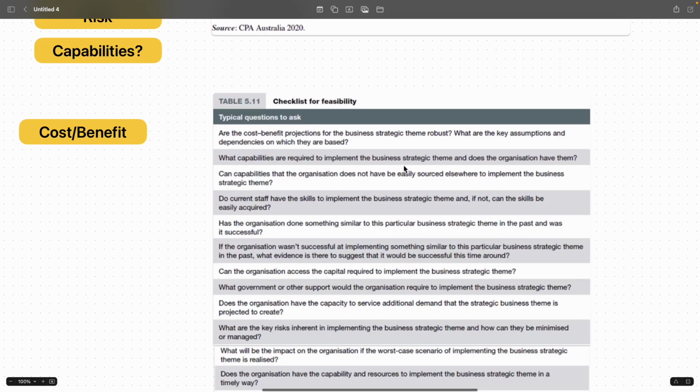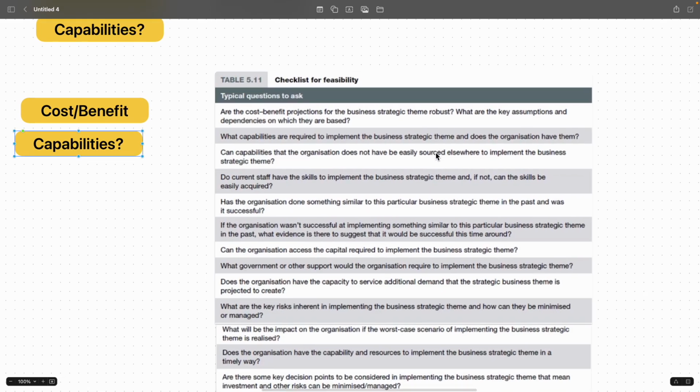What capabilities are required? This is where I told you it's overlapping a bit. Capabilities, see, the word is similar, correct? So don't worry about it in the exam. It doesn't matter if you park it in feasibility or internal consistency, they won't mark you wrong because the word appeared in both places. Can the capabilities not be easily sourced elsewhere to implement? So see, they're asking where you can get it.